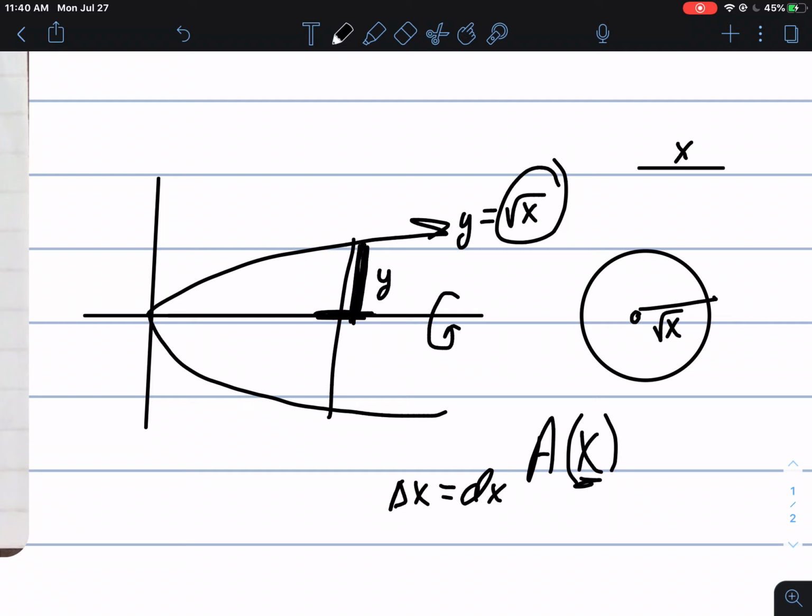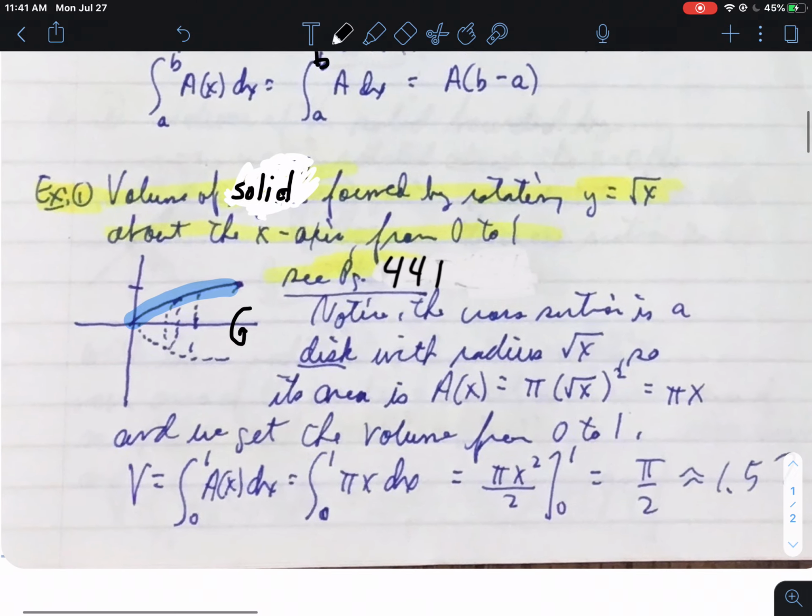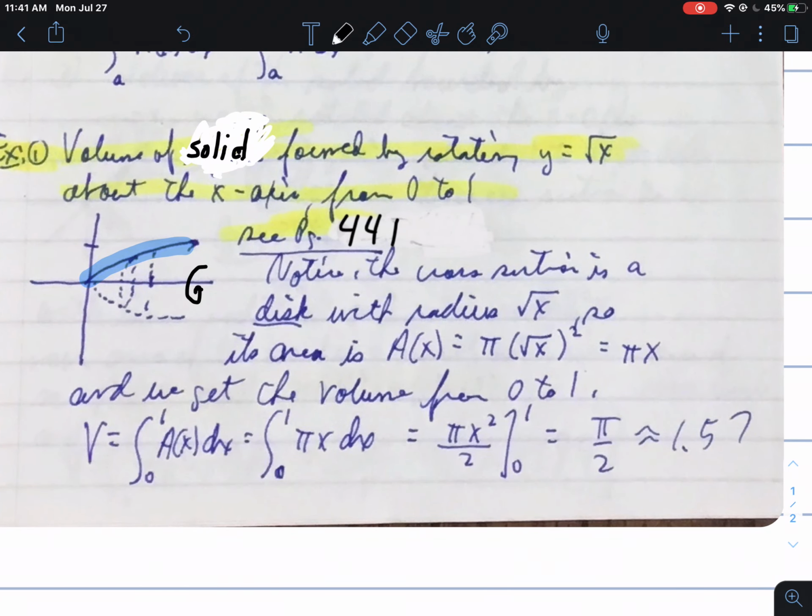That's going to be the most important observation that you're going to have to make with these, because otherwise it's a pretty straightforward setup. It's the integral from a to b of the area of the circle, which is pi r squared, times the thickness, which is dx. Your task is going to be to figure out what the radius is. Okay? So that's what leads us to the setup of our integral.